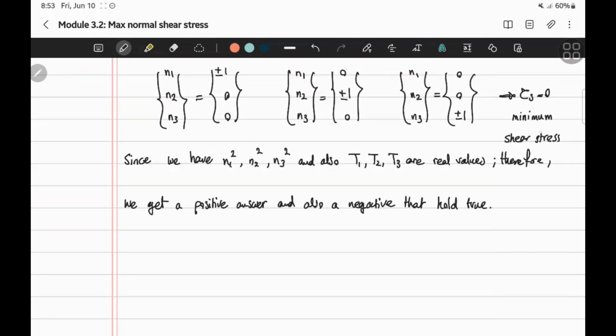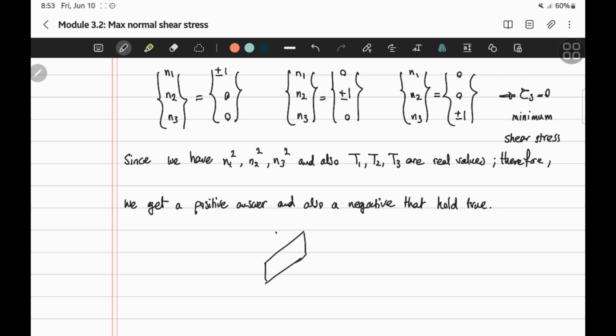So we can say that the minimum shear stress is 0. So now that we have found the minimum shear stress and also its principal directions, we have to find the maximum shear stress. And one thing that you have to notice is that these plus minus 1, they basically are indicating one plane.